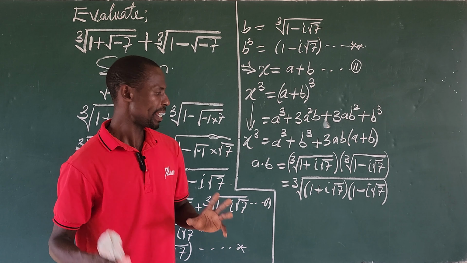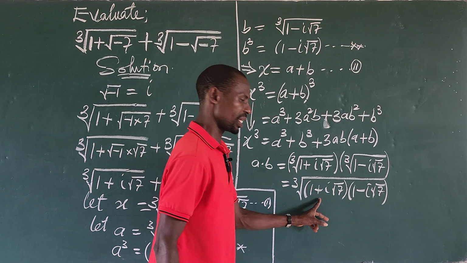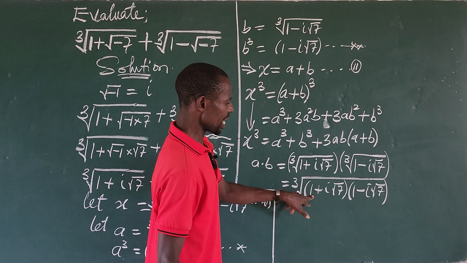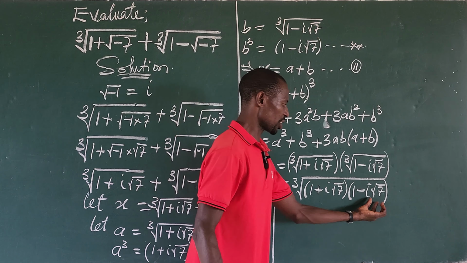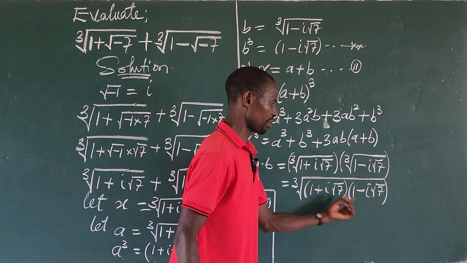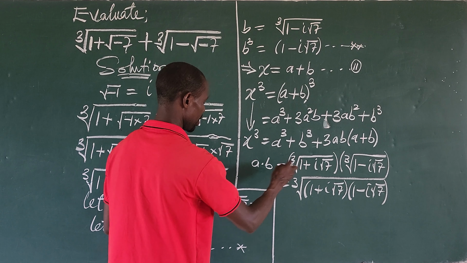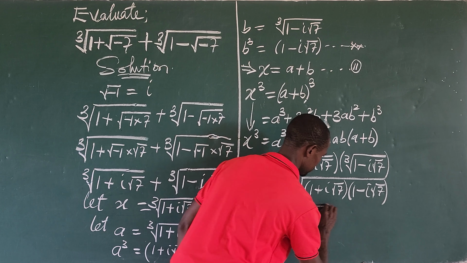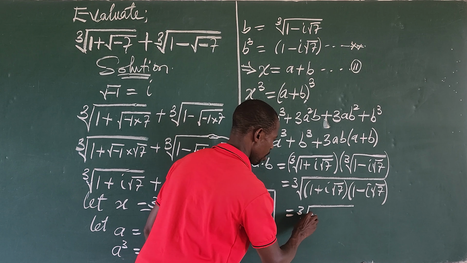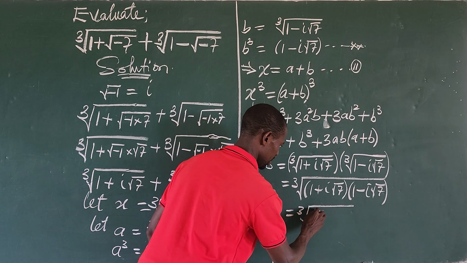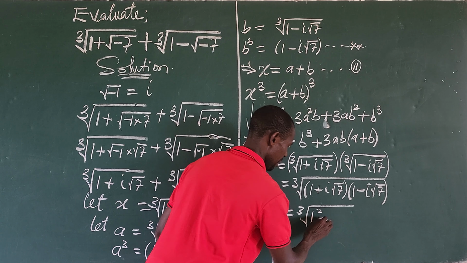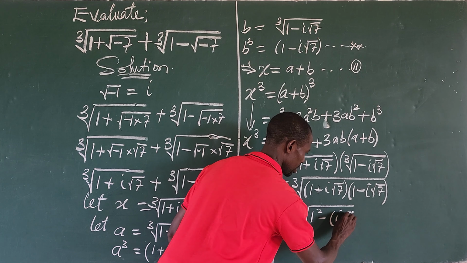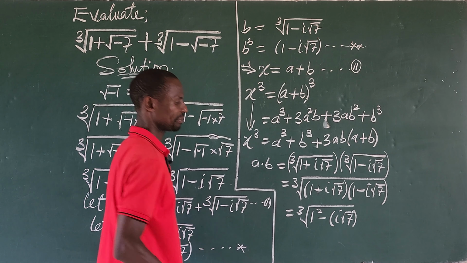Now, if you check again, this is a conjugate of this. And since this is a conjugate of this, what happens? We take the square of this minus the square of this second term. And so if we do that, this is going to give us the cube root of the square of 1, which will still give us 1, but let's put it there, then minus bracket the square of our iota root 7 close bracket.